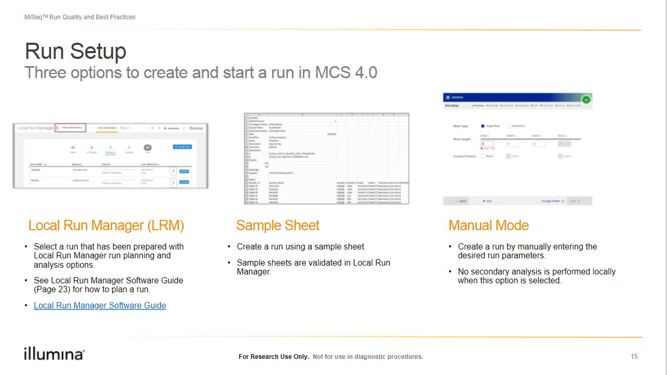As mentioned, the three methods of starting a run, which are present in MCS 3.1, are still present in MCS 4.0. The first option we're going to cover is the Local Run Manager option. When selecting this, runs which are planned in the Local Run Manager software will be easily selectable from a list of planned runs, which are displayed in the MiSeq Control Software interface.